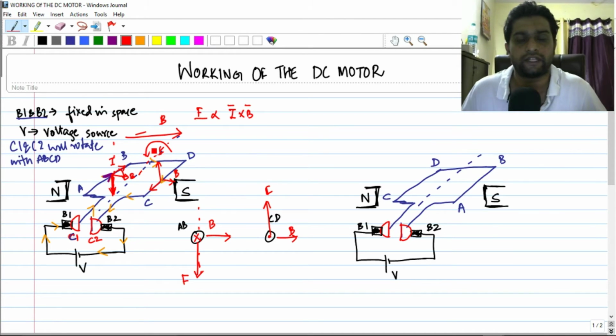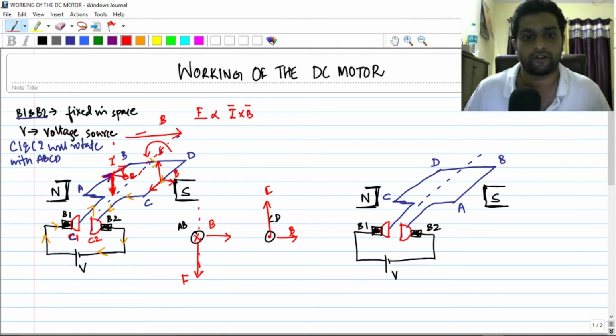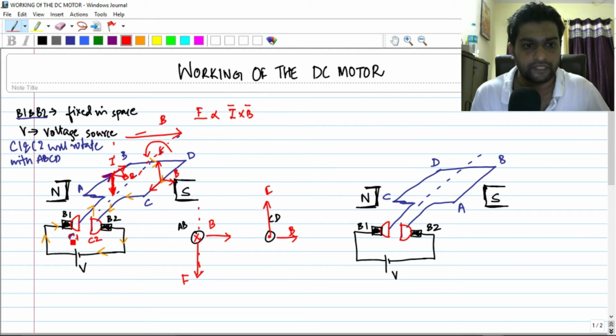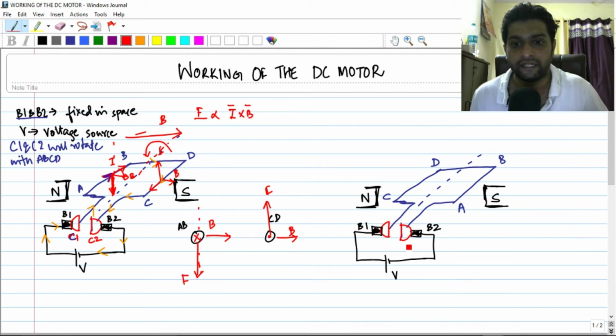The coil starts rotating like this. Now let us see what happens when the conductor AB comes to the south pole and CD comes to the north pole. I have intentionally not put the commutator names here. C1 starts initially by connecting with B1, but after 180 degrees C1 is connected to B2, which is actually the negative terminal, and C2 comes here.